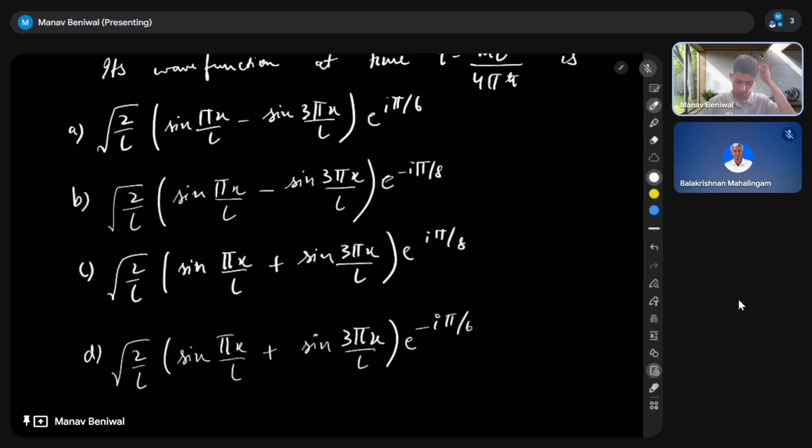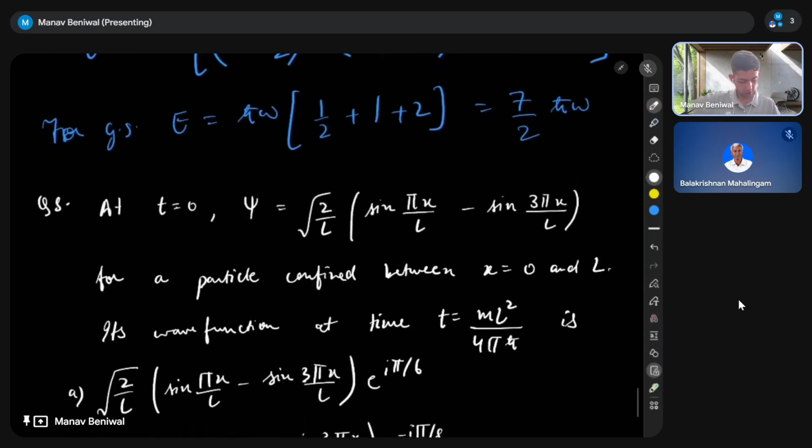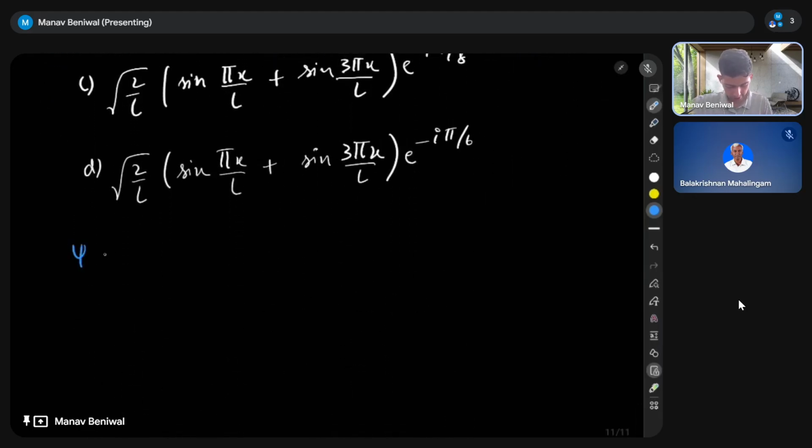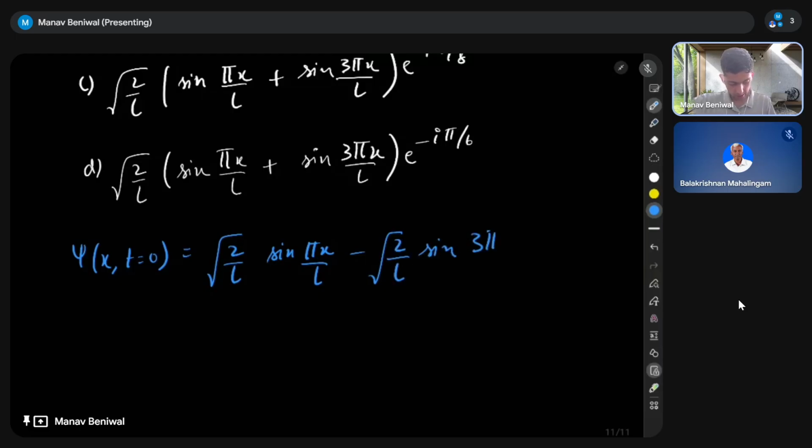Okay, so these are the 4 options. Now this is the initial wave function at time t equals 0, and we can see it is written in terms of two sine functions. Okay, so basically we can rewrite our initial wave function, which is psi x at time t equals 0, as under root 2 by L sine pi x by L minus under root 2 by L sine 3 pi x by L.